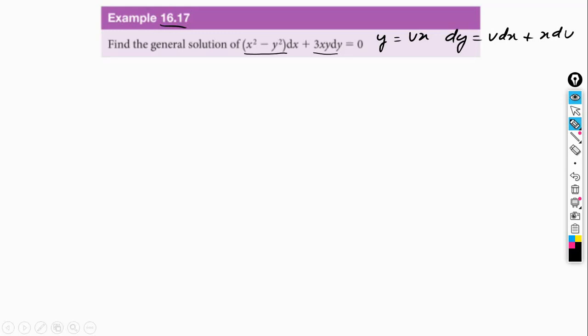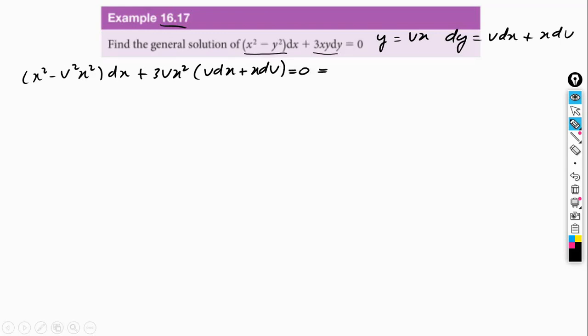So now let's do the substitution in the original differential equation. And we're going to get (x squared minus v squared x squared) dx plus 3 v x squared times dy, which we said is v dx plus x dv, and this equals 0.